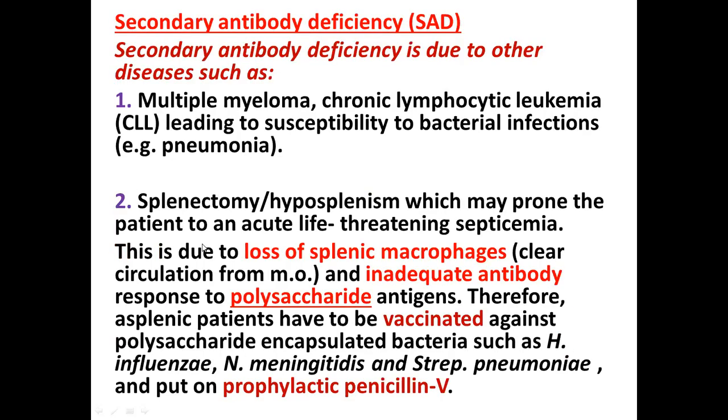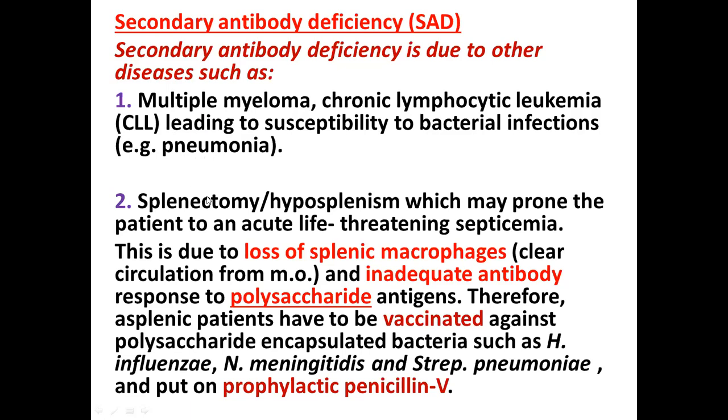We said we have primary immune deficiency and secondary immune deficiency. Secondary antibody deficiency is secondary to other diseases or conditions, like multiple myeloma, where they lose protein. That is why we check electrophoresis for protein in the urine. You know, Bence Jones protein appears in the urine in multiple myeloma and chronic lymphocytic leukemia. And these patients are susceptible to bacterial infection like pneumonia.